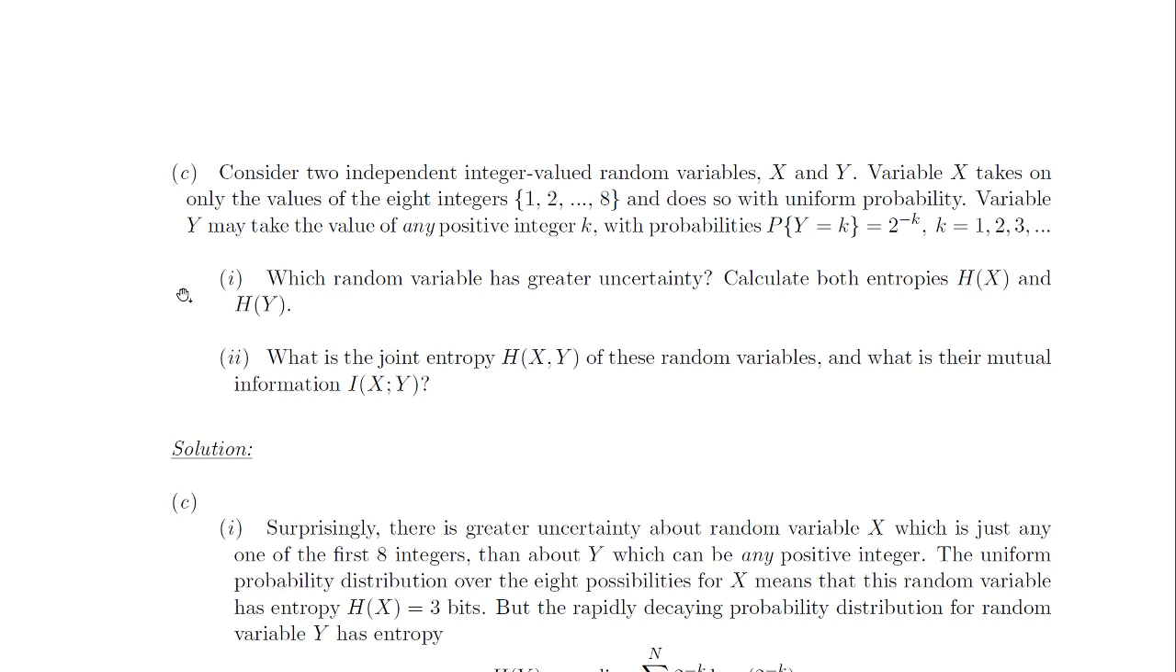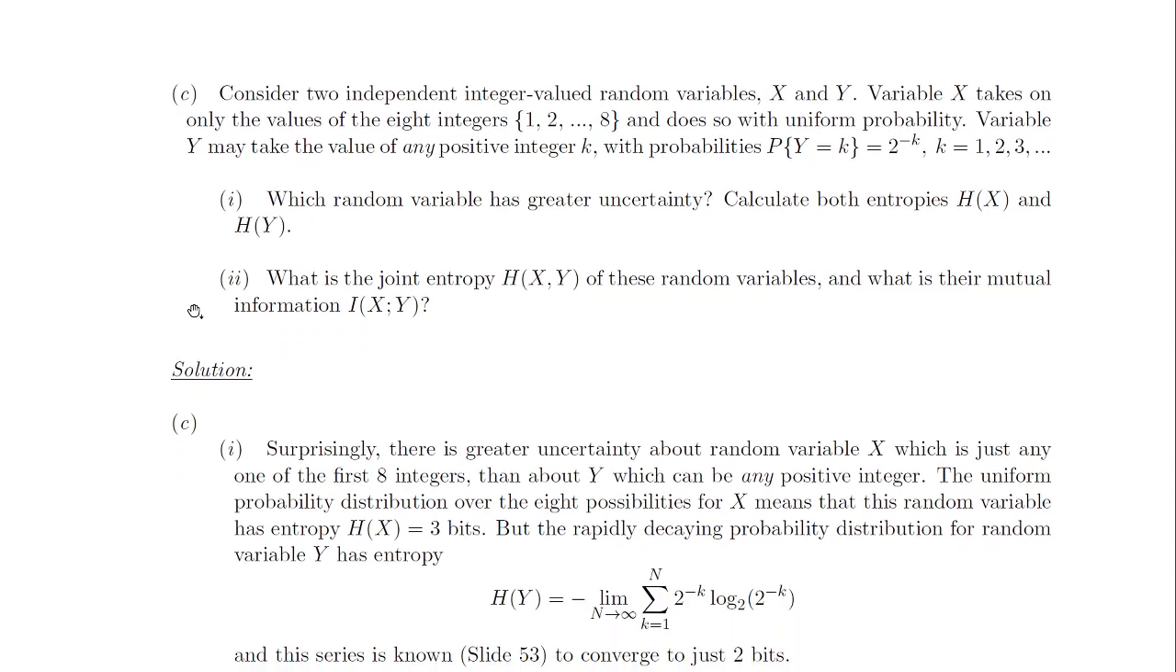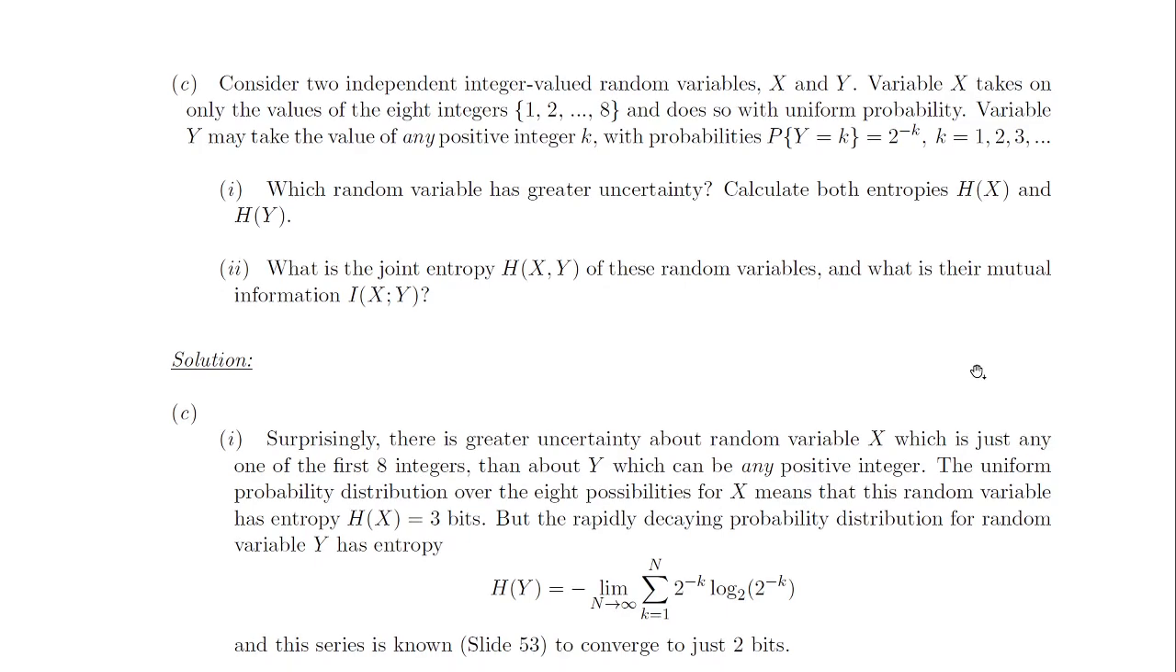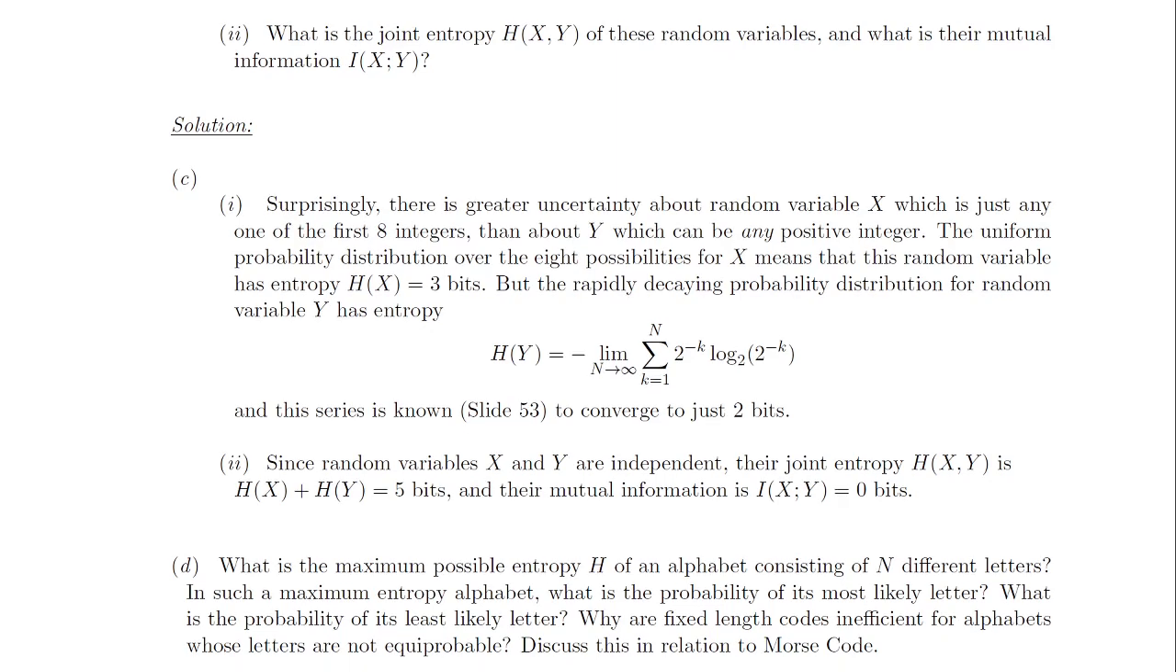Well, the first subpart here is meant to be a bit surprising, although it's a bit too late to surprise you, I think, because it turns out that there's greater uncertainty about selecting just one of the 8 integers with uniform probability than selecting any positive integer with this decaying exponential distribution. And of course, the reason follows simply from those calculations. As you know, variable x has an entropy of just 3 bits, because when each of the probabilities is 1/8, you end up with entropy of 3 bits.